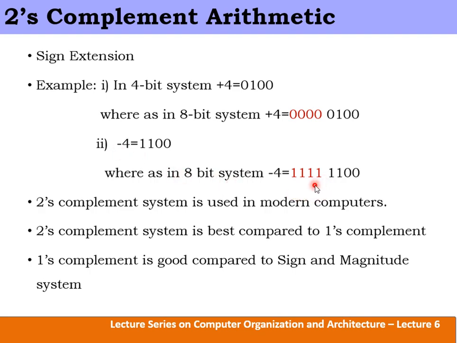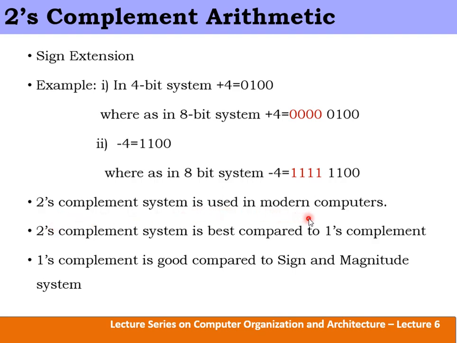That particular sign is extended for the remaining empty places. So it is 1111. So this indicates it is an 8-bit system for -4. So that is, we are going to make an extension. So this is called a sign extension. And one more important concept is the 2's complement system.